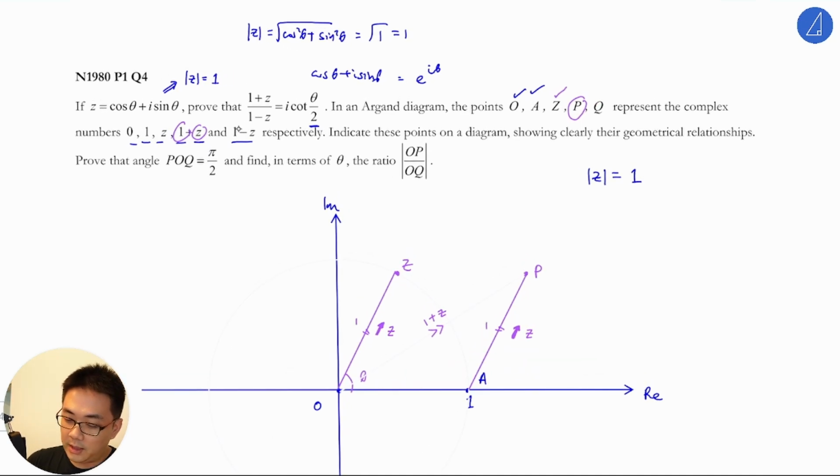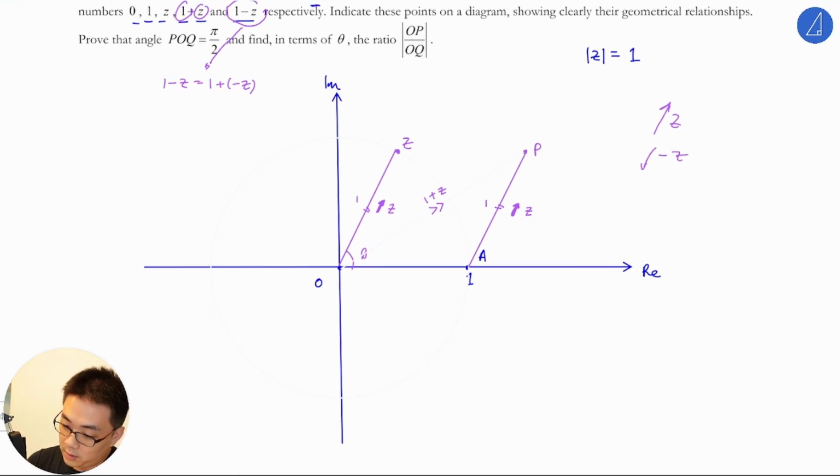1 minus Z is just another vector addition here. This is 1 minus Z, which is actually 1 plus minus Z, right? If this is Z, then here will be minus Z. So what you do is you just copy this Z here. When I say copy, it means you really take a ruler and measure, if you can. You just put it below here. Now take note, I'm not even sure whether it will be on the circle here, but all I know is actually that this is Q. The length here is 1.